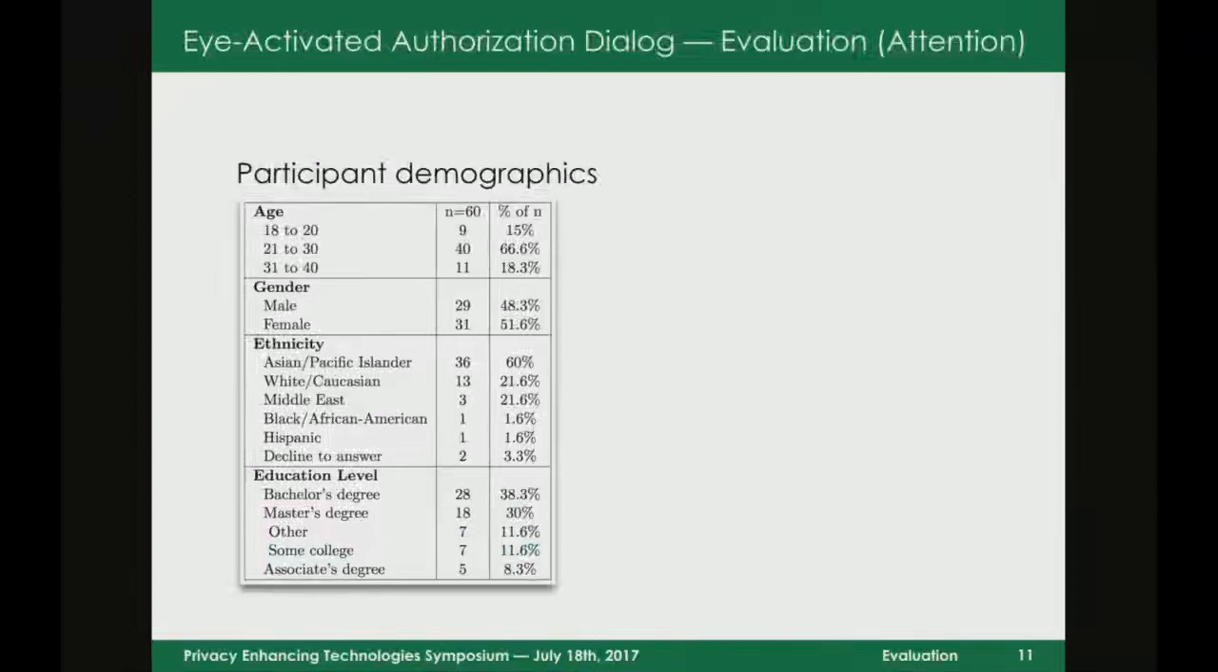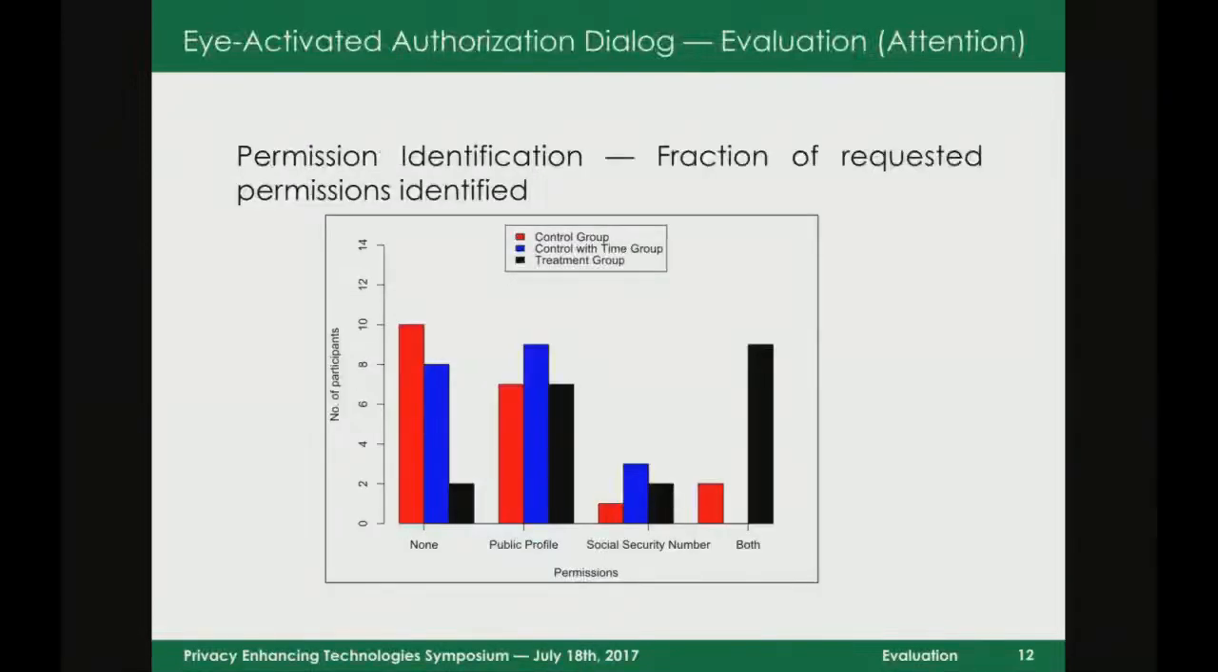OK, so we had 60 participants, and we gathered these participants from Craigslist. So there were 20 participants per group. Our first metric was permission identification. We were interested in seeing what fraction of the requested permissions the participants would be able to identify correctly. So we had two different permissions. One was the public profile information permission, and the other was the social security number permission.